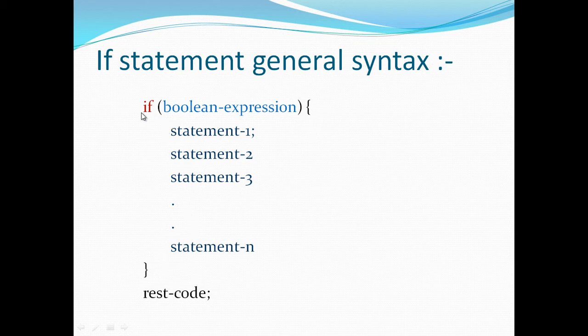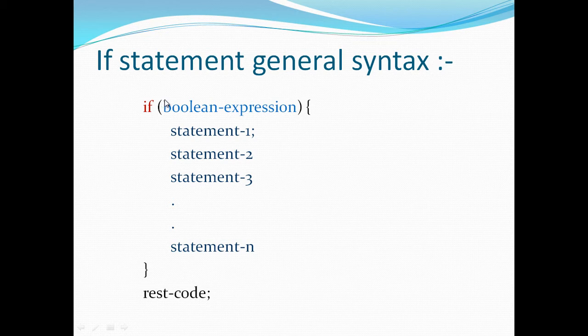So here the if statement has an if followed by a boolean expression and, say, n number of statements. What the if statement does is, if the boolean expression you have passed comes out to be true, then statements 1, 2, 3 till n get executed, meaning all the statements within these curly braces get executed. After the if block gets executed completely, the rest of the code gets executed.